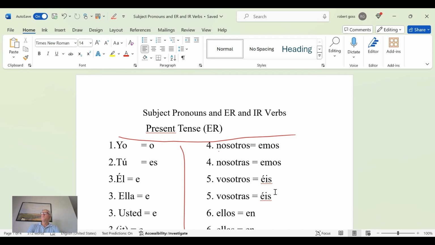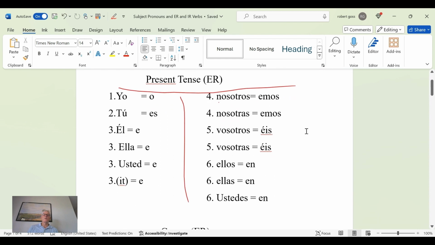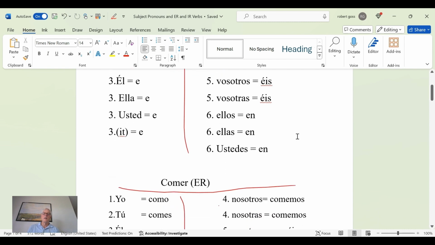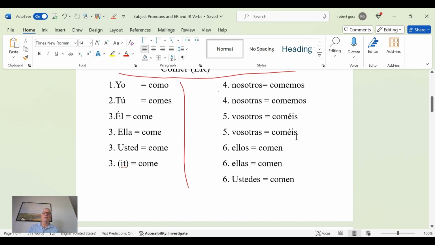And so anytime you see a verb out of the dictionary that ends in ER or IR, we'll be able to say who's doing the action of the verb in the present tense. Let's start off with ER verbs. There's lots of ER verbs in Spanish, maybe not as many as there are AR verbs. And there's a lot of IR verbs also, maybe not quite as many as the ER and the AR. But let's look at an example of some of the ER verbs.